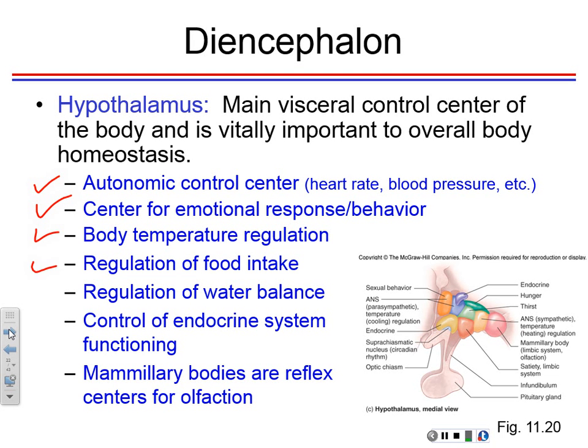Most of the soft internal organs are controlled by the hypothalamus. Okay? And then of course it has that endocrine function which we talked about, because it releases all these hormones, like growth hormone releasing hormone, which causes release of growth hormone. Gonadotropin releasing hormone causes the anterior pituitary to release FSH and LH, which are gonadotropins. Right? So it controls the endocrine system function.